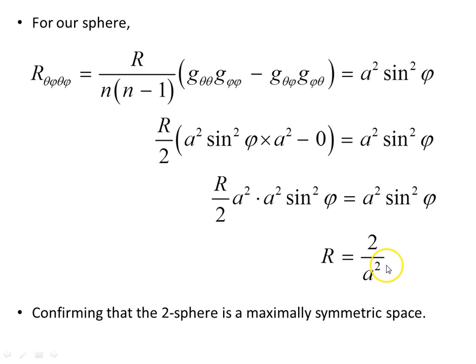The curvature scalar telling us about the curvature of the surface is not 0. And it's constant. If you look at this, it's constant. So it's a surface of constant curvature, confirming that the two-sphere is a maximally symmetric space.